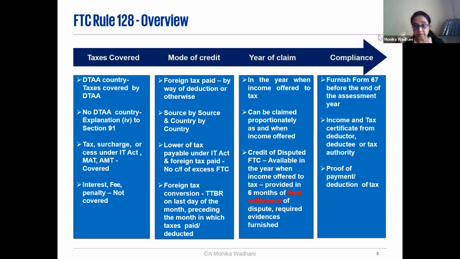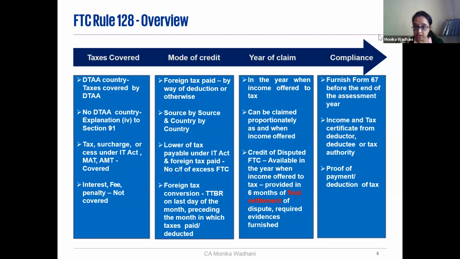However, if there is a disputed foreign tax, in any foreign jurisdiction, what the rule says is that you will not get the credit towards a disputed foreign tax unless and until final settlement is achieved, and further, within 6 months of the final settlement, you have furnished certain required documents. Now, what you mean by final settlement is nowhere defined.